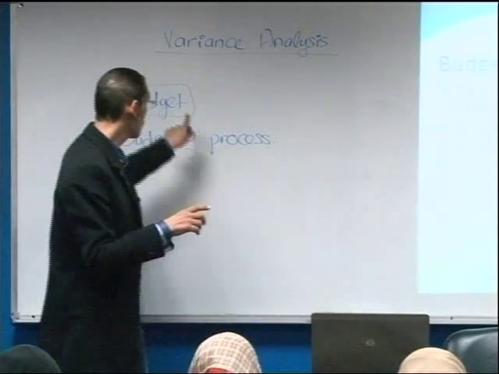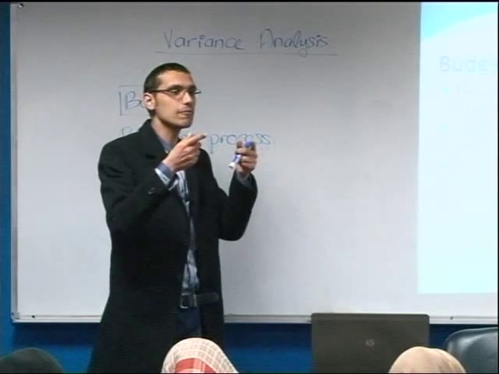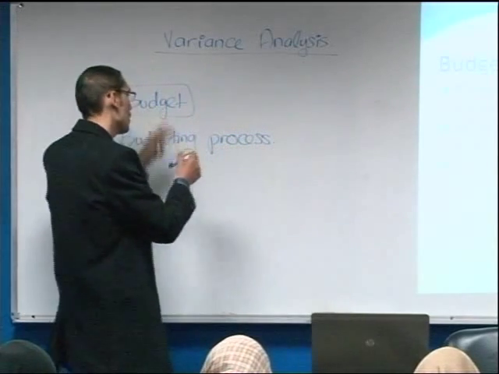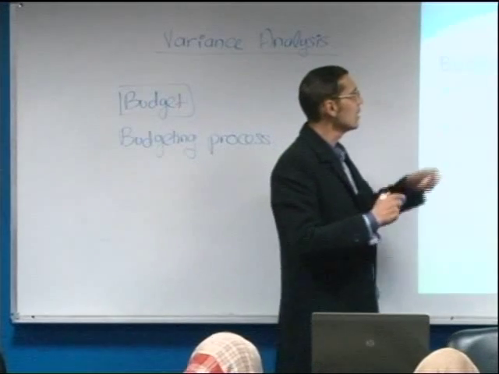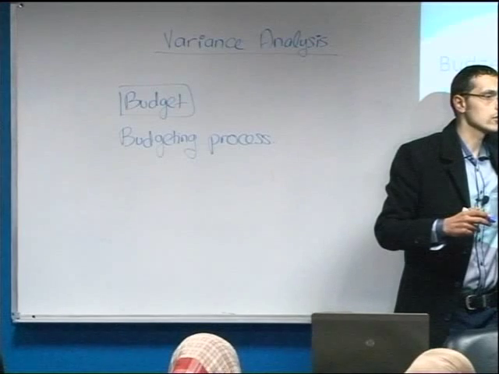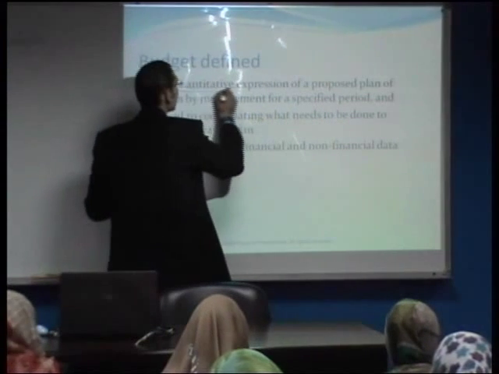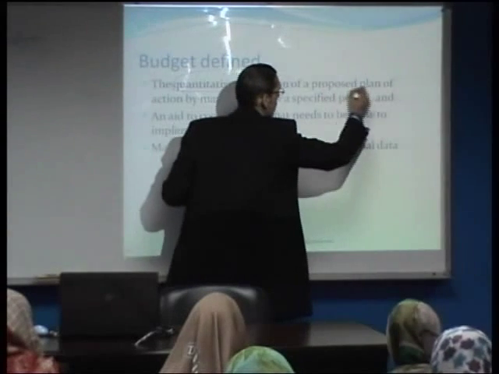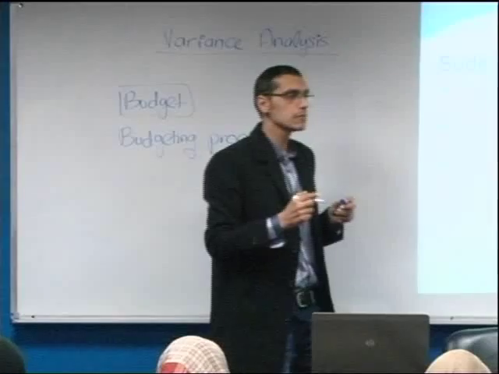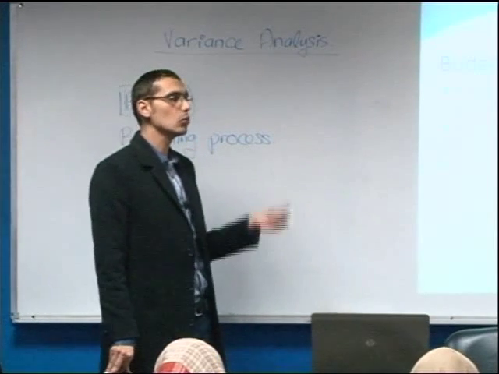Therefore, in order to have a budget, we need to have a plan. And the quantitative expression of that plan, transferring the plan from words into numbers, is the budgeting process. Therefore, the budget is the quantitative expression of a proposed plan of action by management for a specified period. Therefore, these are the three factors within any budget: it is a quantitative expression of a proposed plan for a specified period. This is a budget. Therefore, in order to have a budget, we need to have a plan.